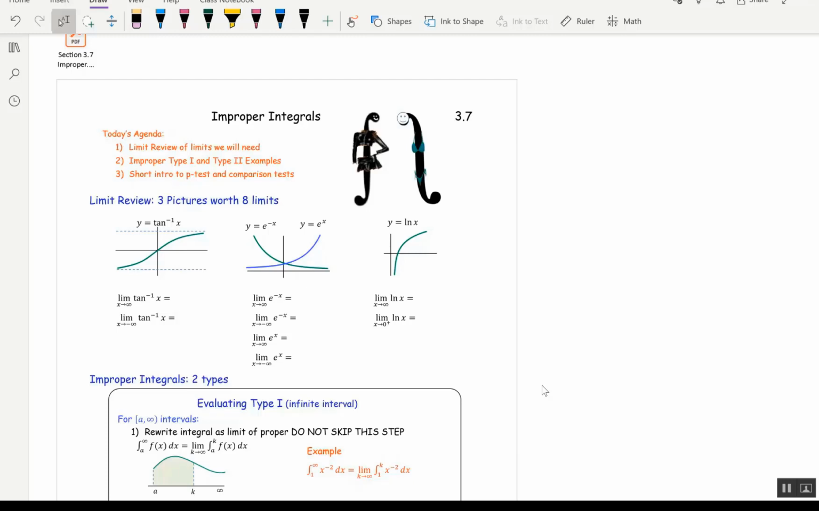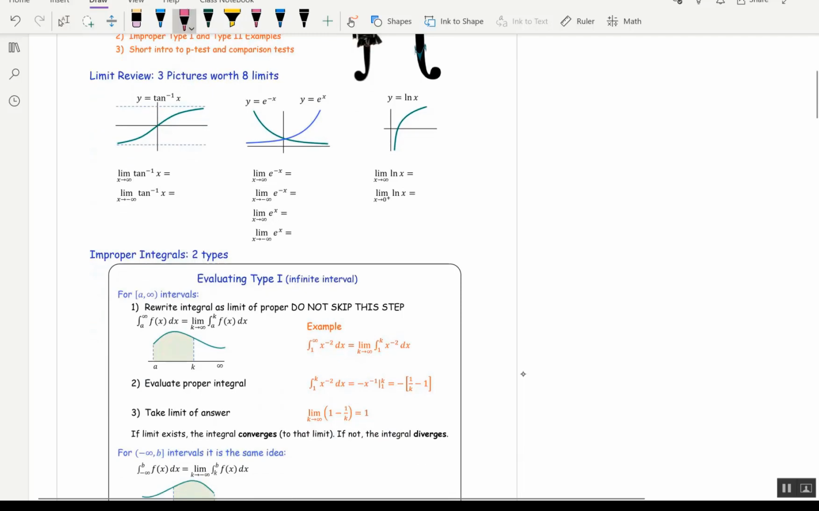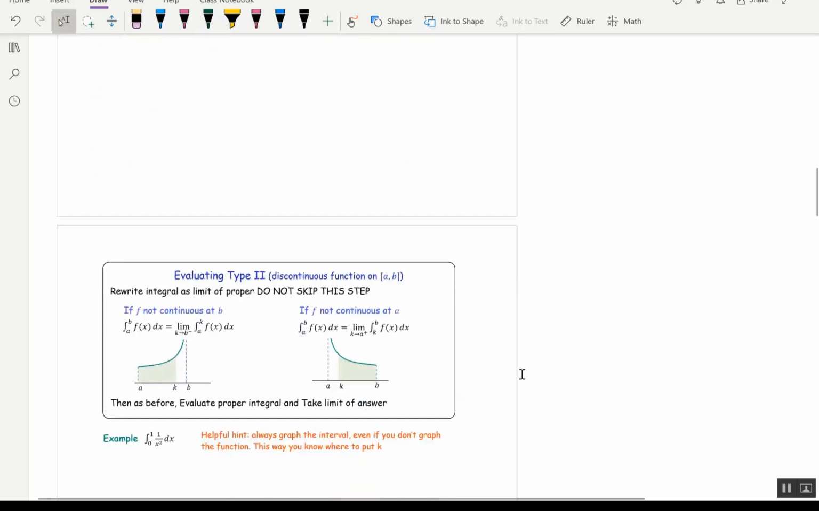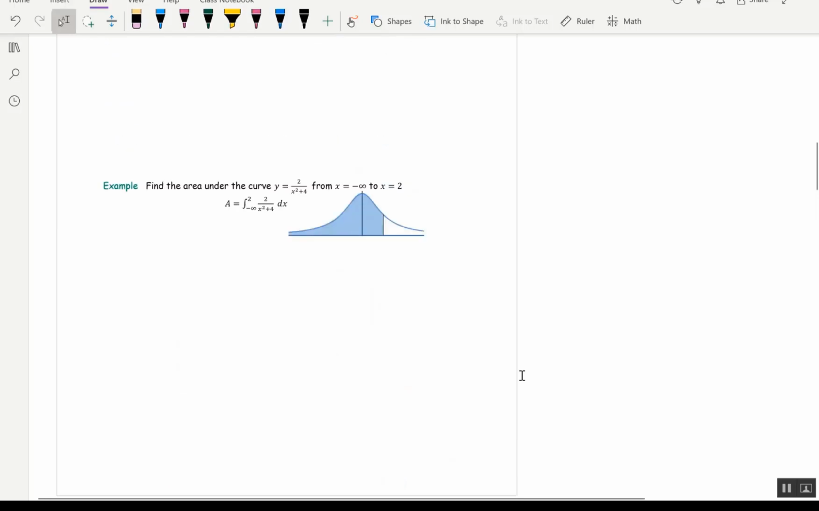This is section 3.7, which is pretty intense, but I'm going to try and make it as painless for you as possible. An improper integral is one where one of the limits is infinity, like this, or both the limits are just finite numbers, but the function has a discontinuity somewhere in between the two limits. So we're going to take a look at both types of those.